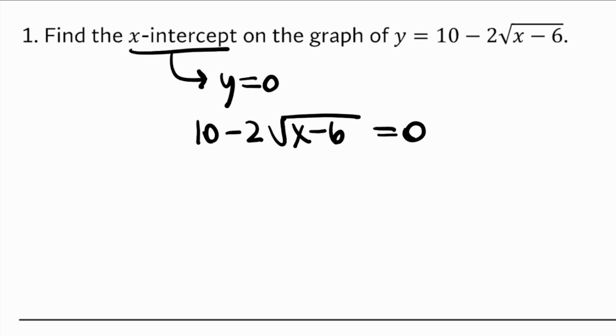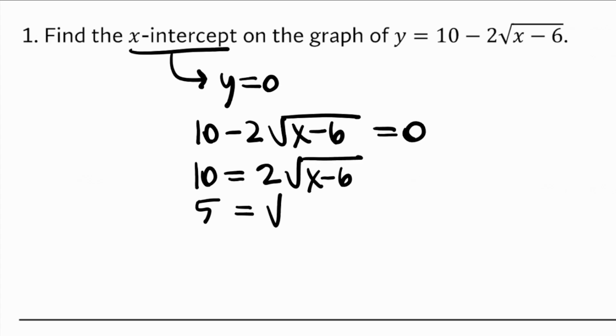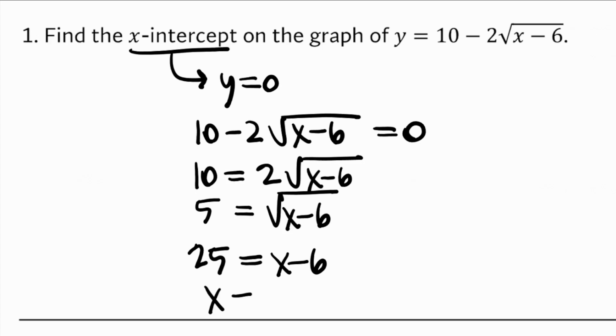And we're going to solve this just like we did last time. It's part of why we learned how to solve radical equations, so we could do stuff like this. So 10 equals 2 times the square root of x minus 6. Divide both sides by 2. Okay, square both sides. That does mean I'm going to need to check my answer.